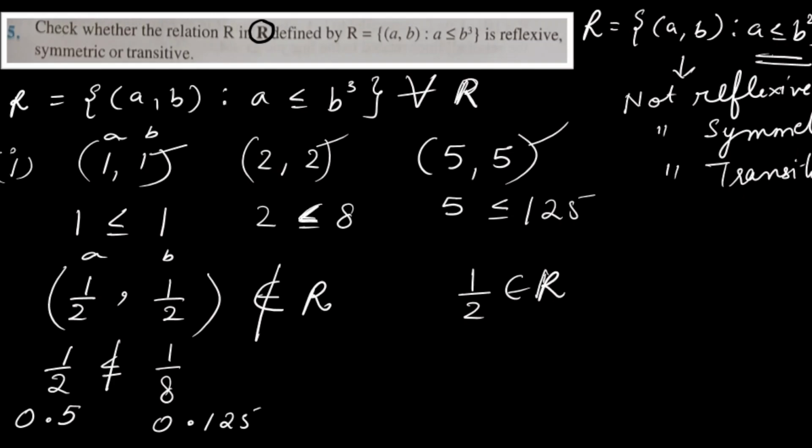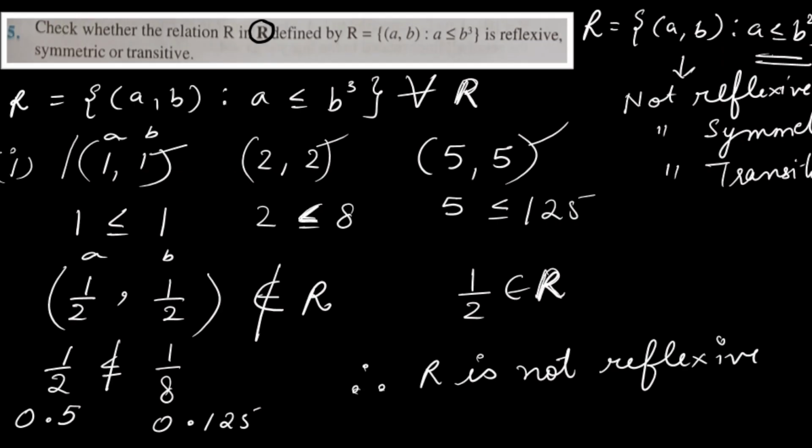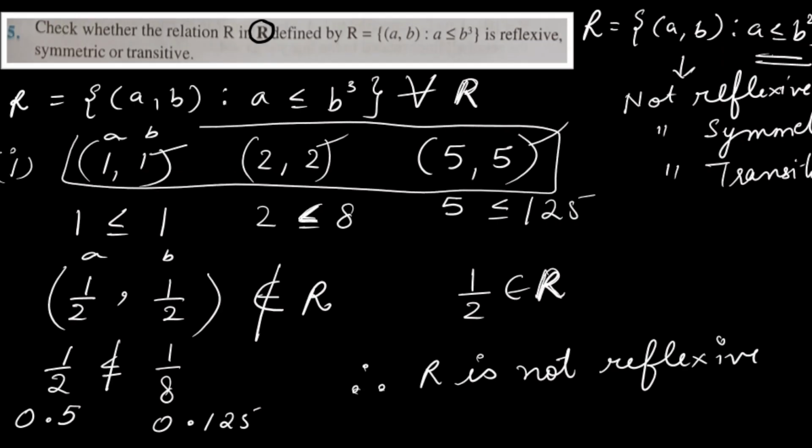So this is bold R, the set of real numbers, and this is R of the relation. Therefore, R is not reflexive. All these examples I just took to explain that if you take these types of numbers, the relation will be true, but here we have to take counterexamples.